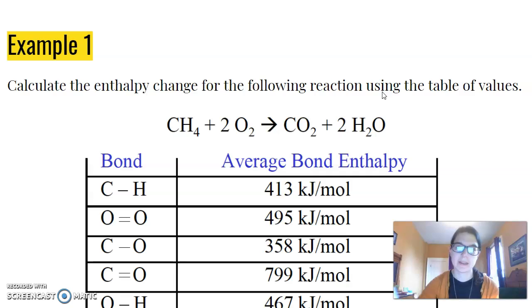So here we have a practice example. Calculate the enthalpy change for the reaction using the table of values. So here we have methane and O2 yielding CO2 and 2H2O. So the combustion basically of methane here.